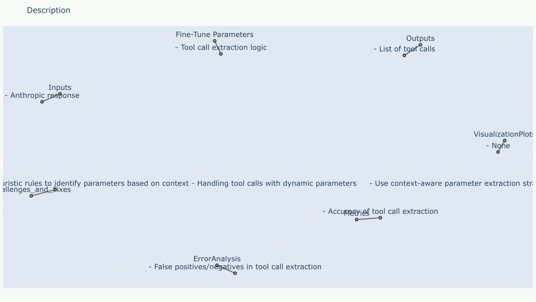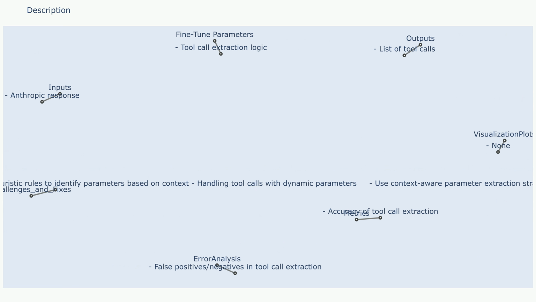Visualization plots. Tool call frequency. A bar chart showing the distribution of tool calls across different tool names. Argument value distribution. Visualizations depicting the distribution of argument values for each tool, helping to understand common patterns and outliers.